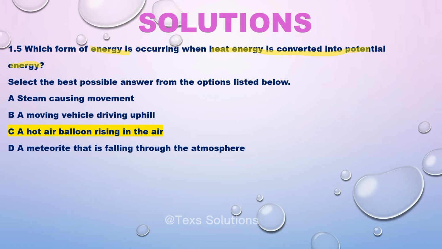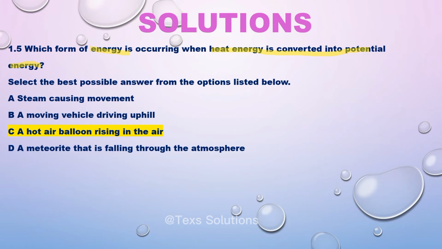Potential energy occurs when an object is at a relative position above the ground due to gravity. The relative position above the ground simply means the object is at a height, right? When an object is placed at a height and gravity is acting upon it, that is when the object has potential energy. In simple terms, for an object to have potential energy, it must have a vertical distance or height above the ground. Select the best possible answer from the options listed below.